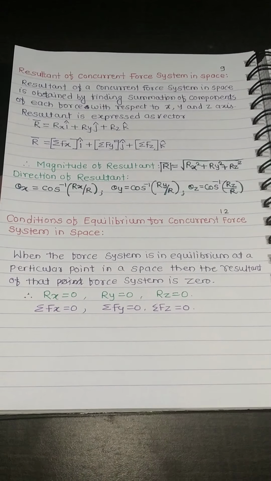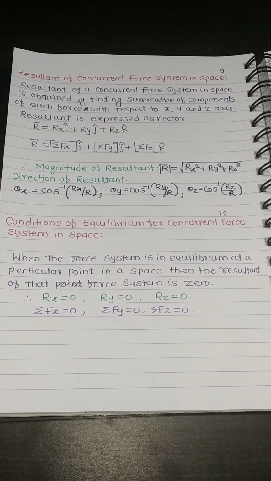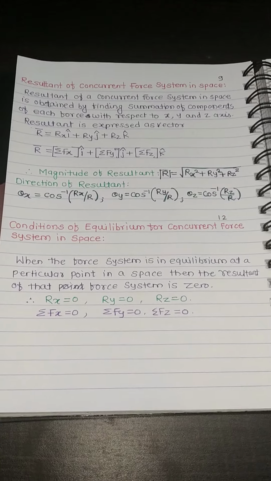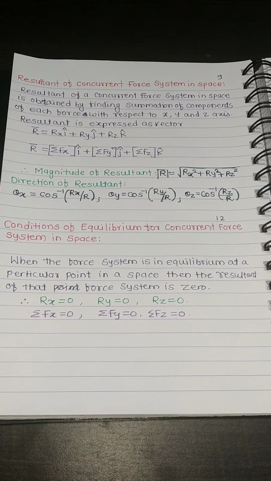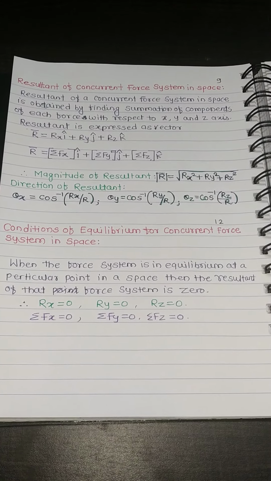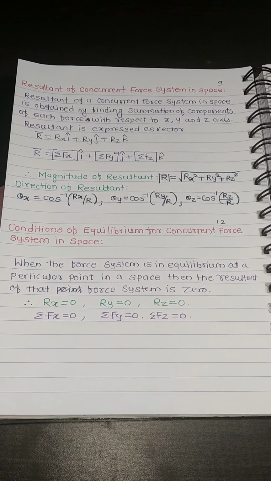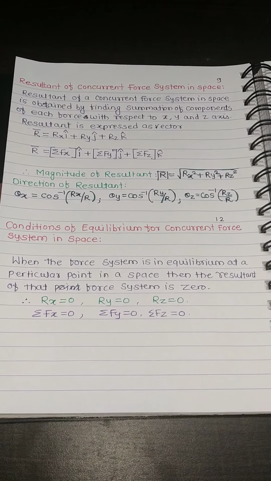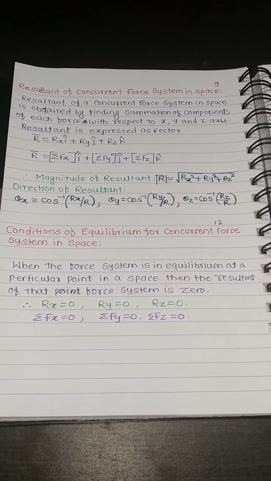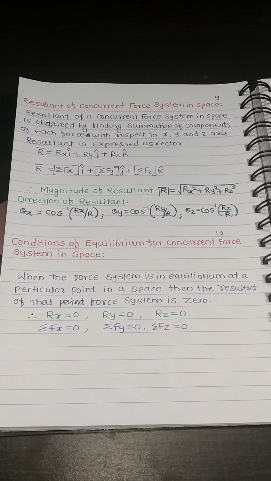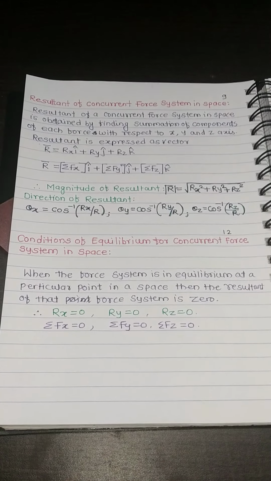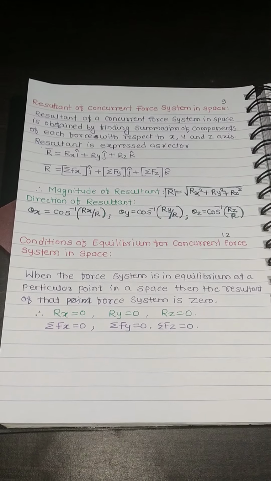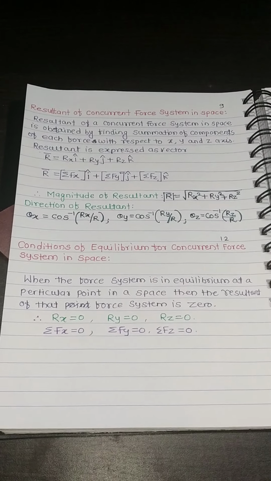Dear students, in this video lecture, I am going to explain the conditions of equilibrium for a concurrent force system in the space. When the force system is in equilibrium at a particular point in a space, then the resultant of that force system is zero. As we know, the components of resultant are Rx, Ry and Rz. In that condition they will be equal to 0.